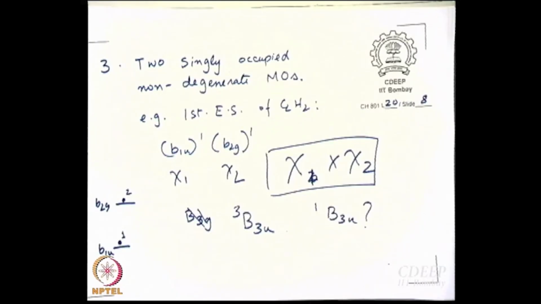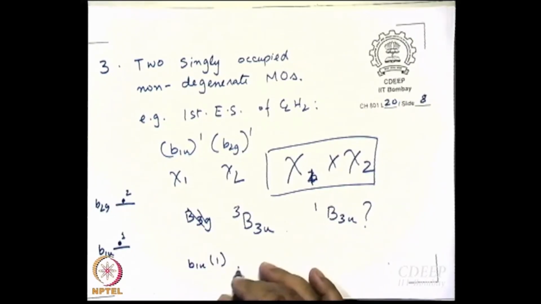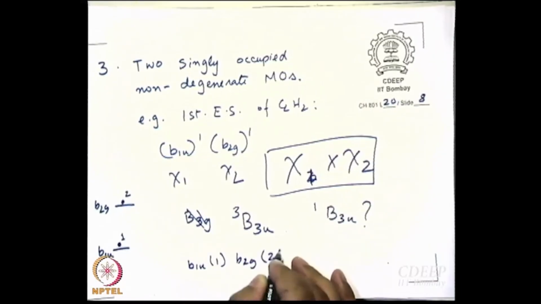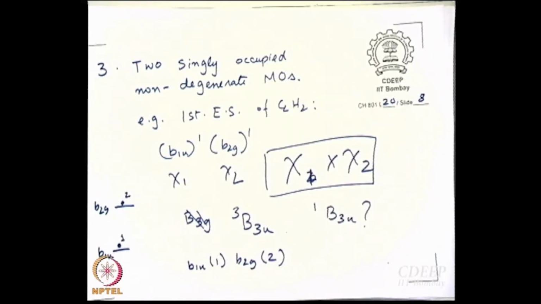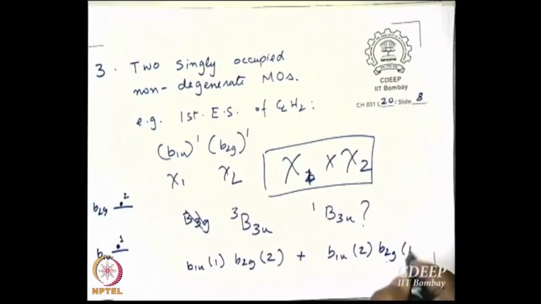What is the space part of the wave function? B1U 1, B2G 2. Can you write this? No. Because as Shantanu said correctly, 1 and 2 are indistinguishable. How will you say that it is 1 and it is not 2 that is in B1U or B2G? So this space part is not allowed. What is allowed? A linear combination, plus B1U 2, B2G 1. This is allowed.